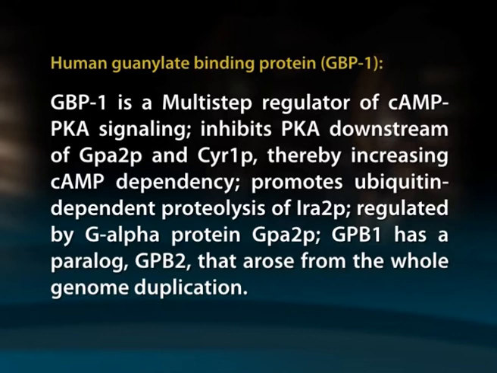promotes ubiquitin dependent proteolysis of IRA2P regulated by G alpha protein GPA2P. GPB1 has a paralog GPB2 that arose from the whole genome duplication. Complex metabolic consequences occur because of the loss of this enzyme.